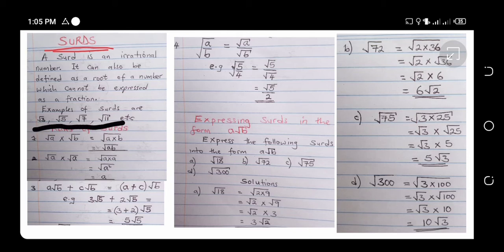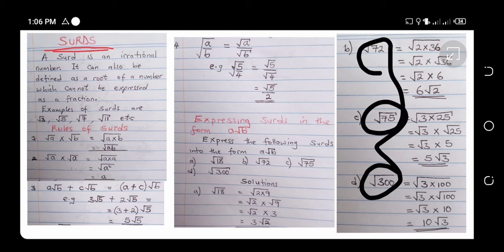So here we are going to be looking at these ones. Those numbers whereby the root cannot disappear even though we simplify, like you can see here in some of the examples which we have worked out, the root remains there. When you look at also here, the root remains there. Even though you simplify, the root remains there. So these ones are surds. Okay, so let us look at them.